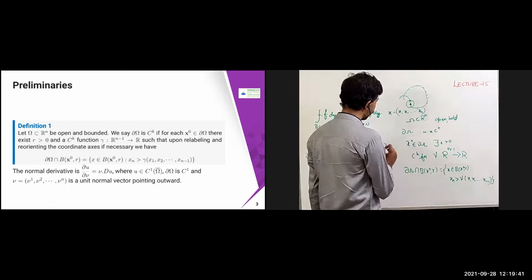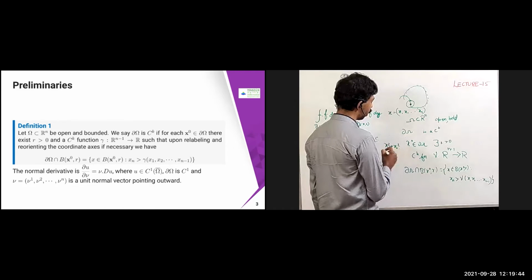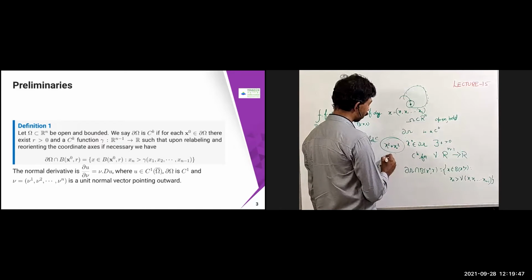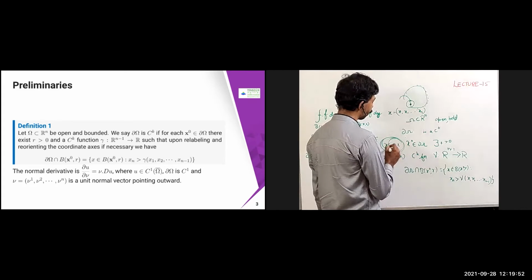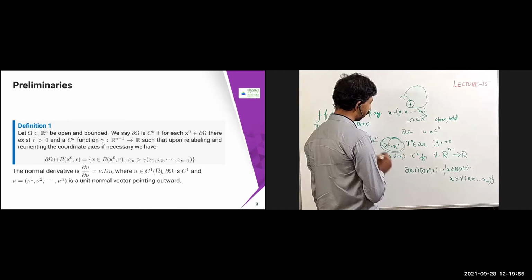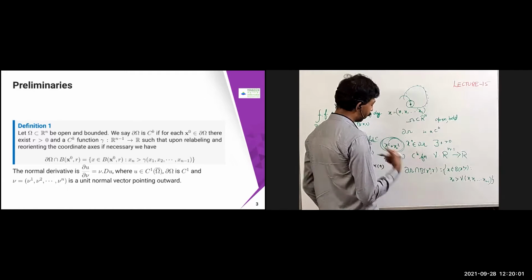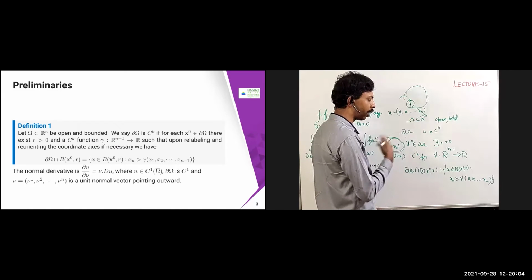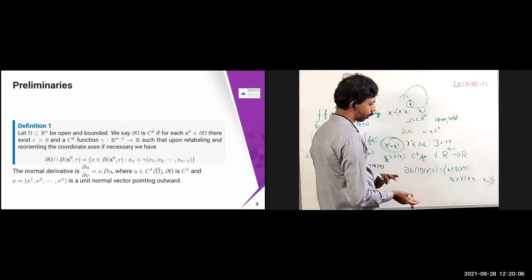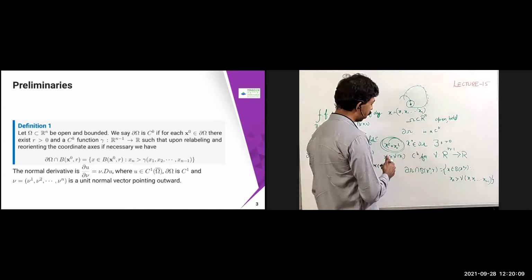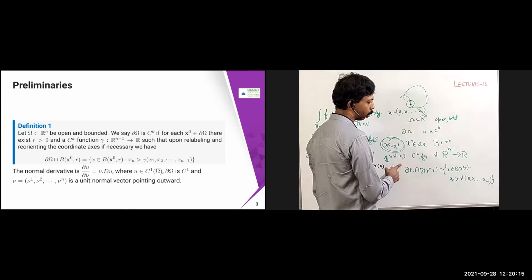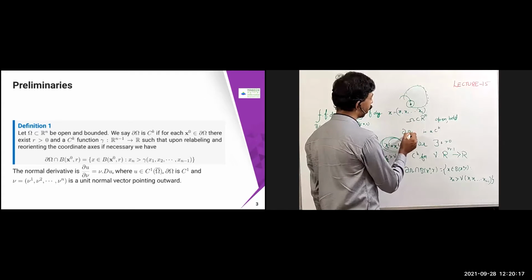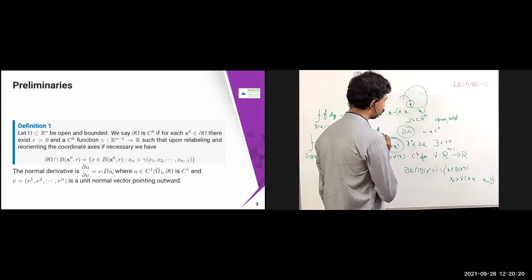For example, in the two-dimensional case, I have x₁² + x₂², my circle, and suppose I have x₁ greater than or equal to some γ(x₁). On this circumference, what I expect is x₂ greater than or equal to γ(x₁). But if it is not there, what do you do? You just reorient: change the x-axis as y-axis and y-axis as x-axis, or x₁ as x₂ and x₂ as x₁. Automatically you will get a similar kind of function, which should satisfy x₂ greater than or equal to γ(x₁). If that exists, then I call this ∂Ω a C^k function.